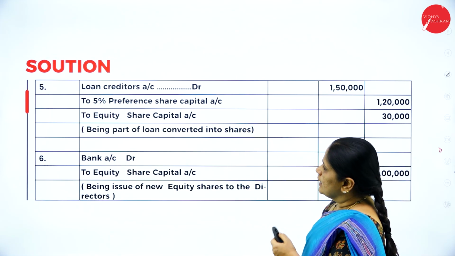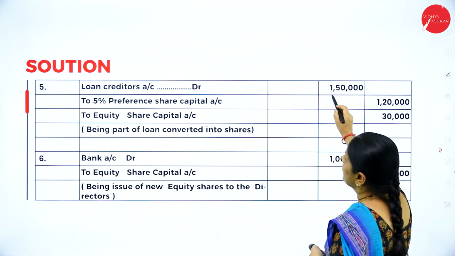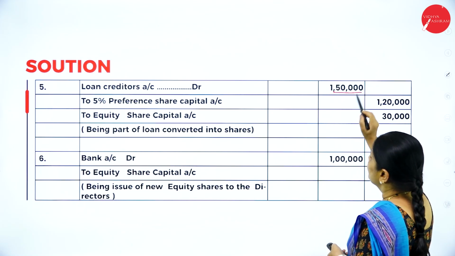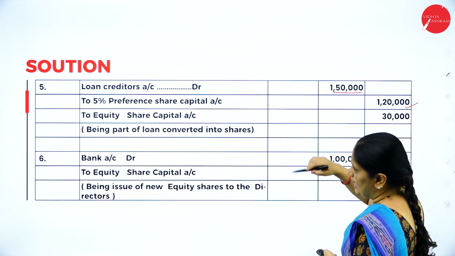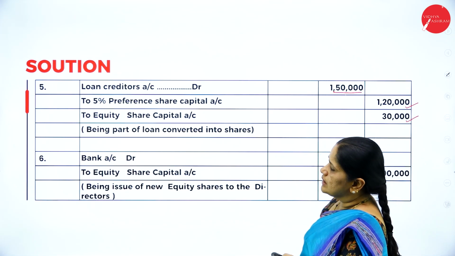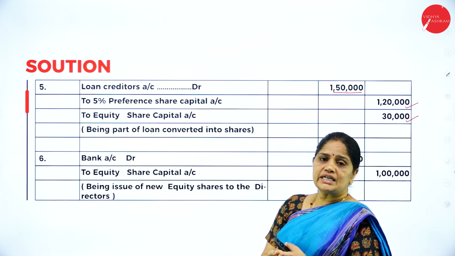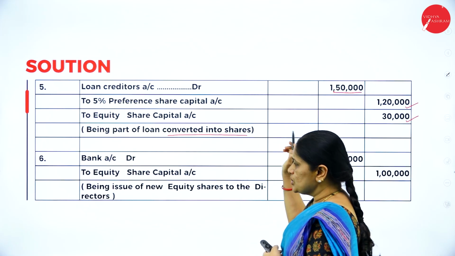shareholders. Then next, the loan creditors account. So the loan creditors 1,50,000. So they are being paid preference capital of 1,20,000 and equity share capital of 30,000. So the loan is being converted into shares. Being part of loan converted into shares.